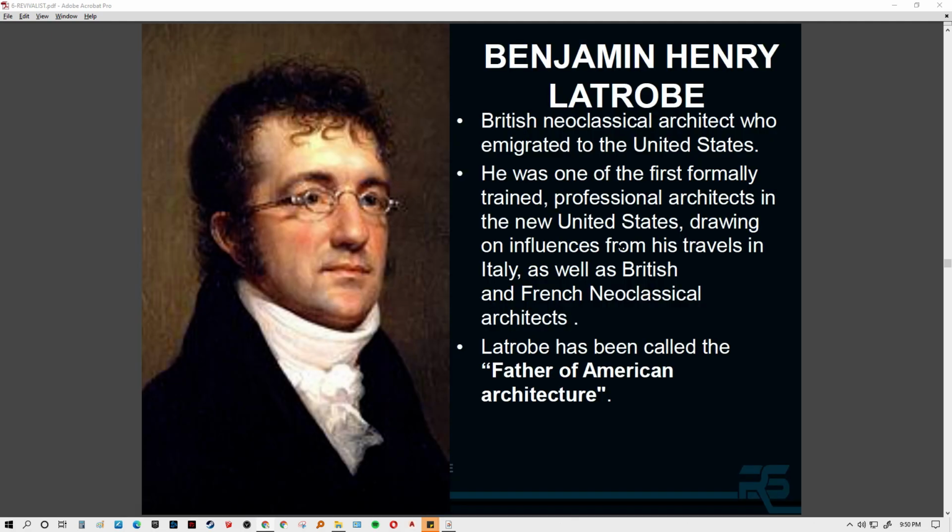One of the main pioneers of this style is Benjamin Henry Latrobe. He's a British neoclassical architect who migrated to the United States, and he is one of the first formally trained professional architects in the new United States. He traveled in different parts of Europe, especially Italy, France, and Britain, and he is coined as the father of American architecture.